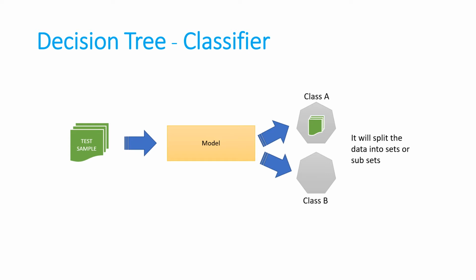Now consider we have a model ready, our decision tree is ready, it has trained from the training data set that we have provided. Now it's time to test it. We provide an observation where we don't know whether that sample data belongs to class A or class B. And this is what the model is now going to predict for us. It is going to split the data, and it can split it in sets or subsets.